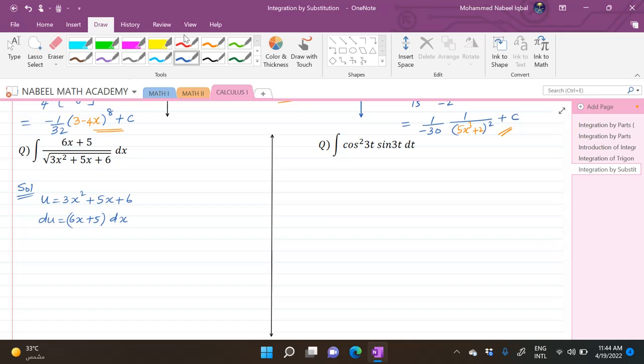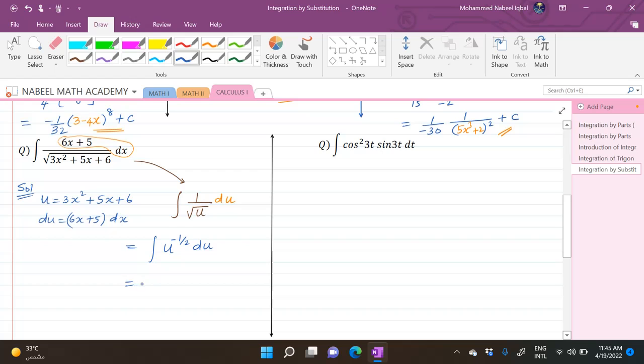So everything I need is here. The whole thing is my du. You need not bring any constant term to that side. Therefore the integral is converted in terms of u as 1 over square root of u du. The complicated integral is converted into a simple one in terms of u. Now if you bring the root up, you will have u to the power half du.